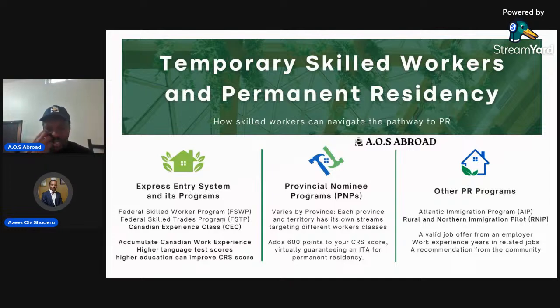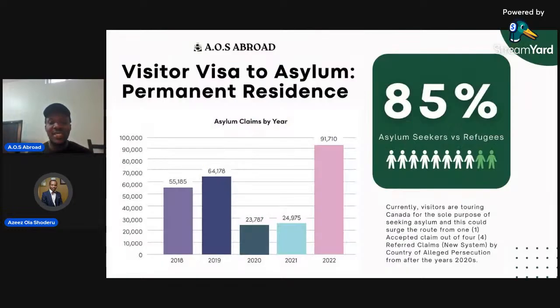And other PR programs which we have talked about earlier are the Atlantic Immigration Program and the Rural and Northern Immigration Pilot Program, which would also soon become a full-fledged program. This requires you to have a valid job offer from an employer, if you already have it, and years of work experience in that related job. And sometimes a recommendation from the community that you want to reside in.